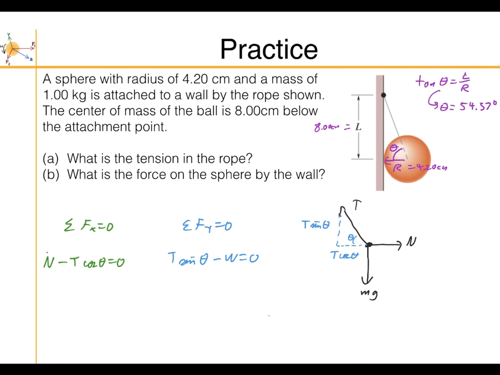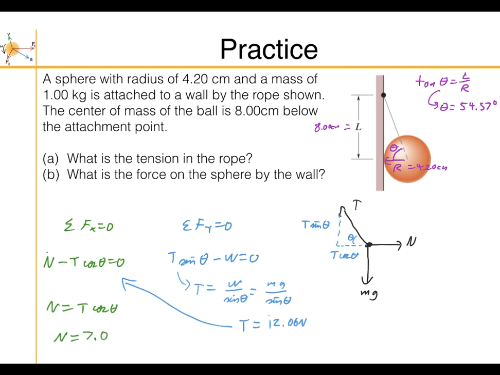The only equation with one unknown is the y component one, so let's solve this for T. T is going to be equal to the weight over sine theta, and the weight is mg over sine theta. So m is 1 kilogram, theta is 54.37 degrees. We solve this and we get a tension of about 12.06 newtons. So we can plug that over into here now. Solving that for the normal force, it is T cosine theta, which ends up being about 7.02 newtons. So there is our normal force, and there is our force of tension for this ball hanging.